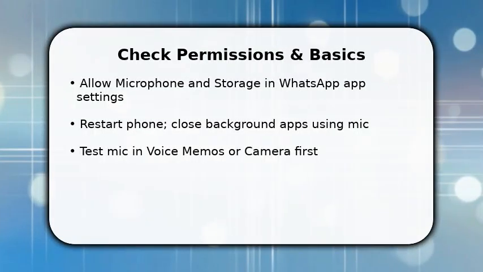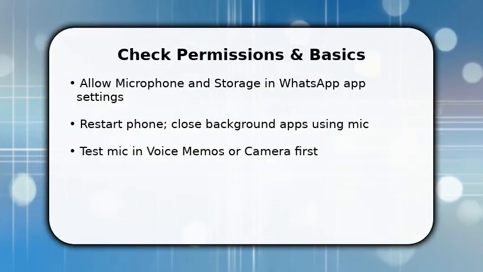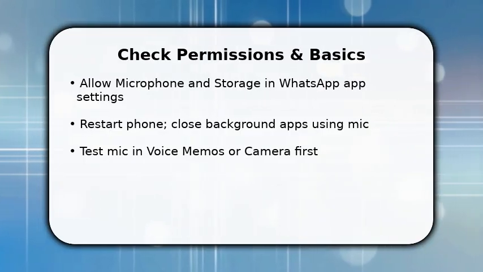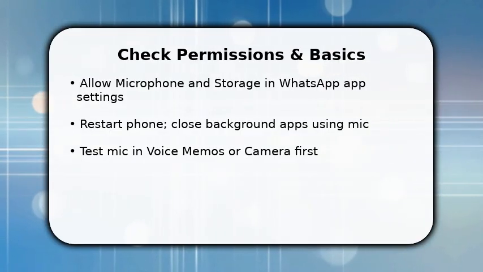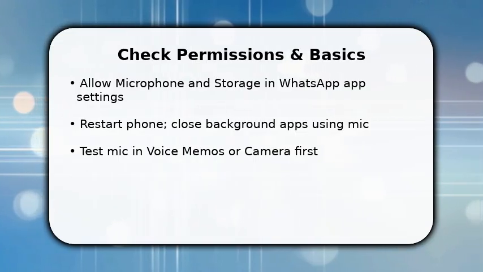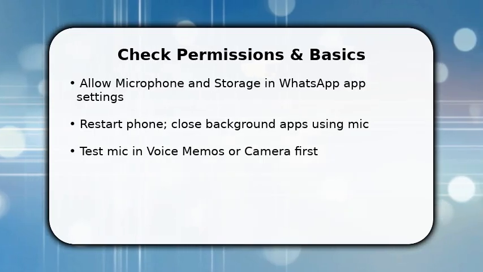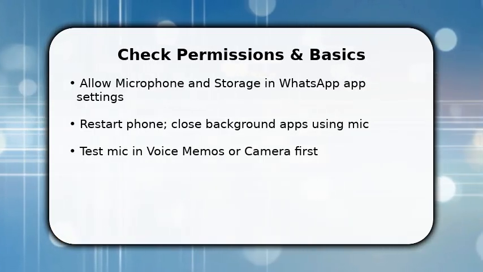You start by confirming the essentials. Open app permissions and enable microphone and storage for WhatsApp. Once done, close other apps that might hold the mic and restart your phone to clear locks. Make sure to test the microphone quickly in the built-in voice memos or camera app to verify hardware works.